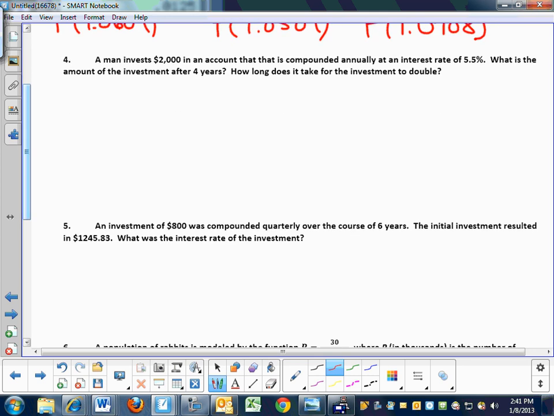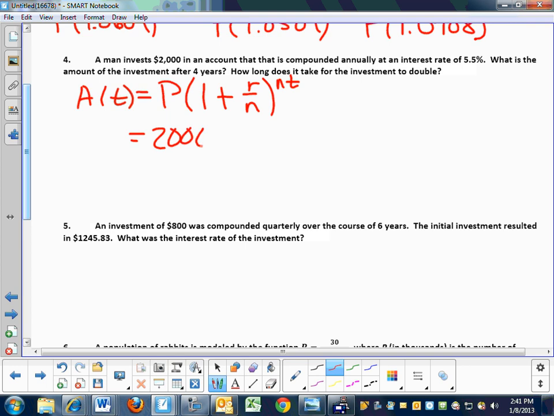A man invests $2,000 in an account, compounded annually at an interest rate of 5.5%. What is the amount after 4 years, and how long does it take to double? Well, A of t is principal times 1 plus rate over n to the nt power. What is my principal? 2,000. 1 plus, what's my rate? 0.055 divided by, how many times is it compounded? Annually. So once, to the 1 times t.